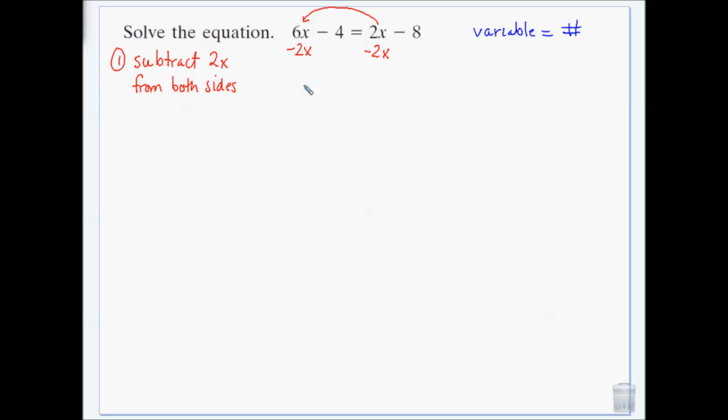Yeah, I'm still trying to understand. I have to subtract 2 from both sides.